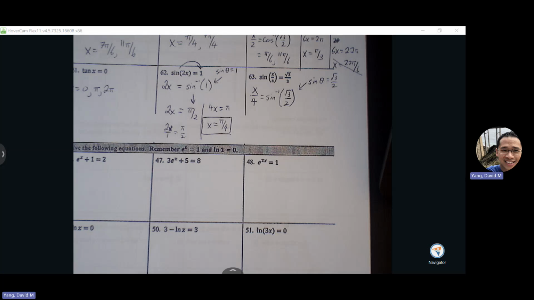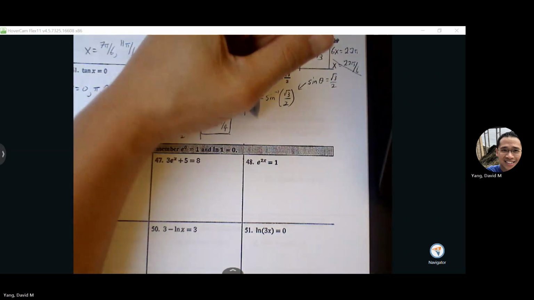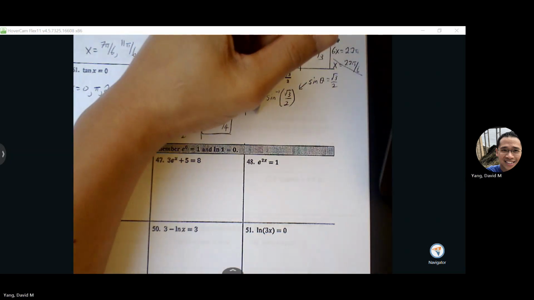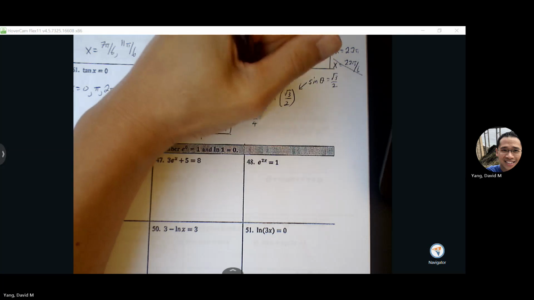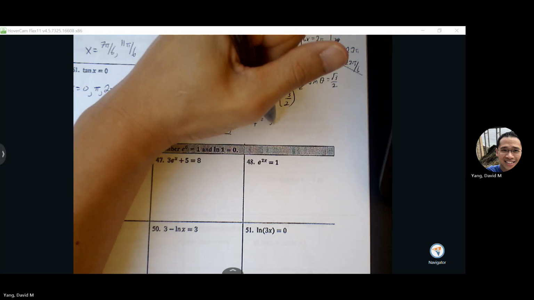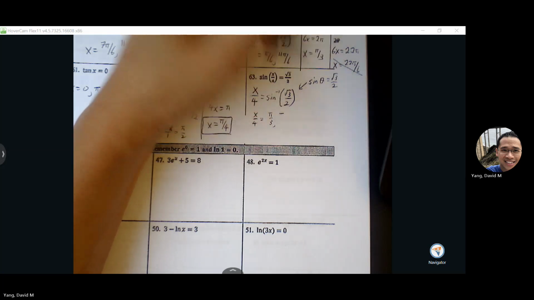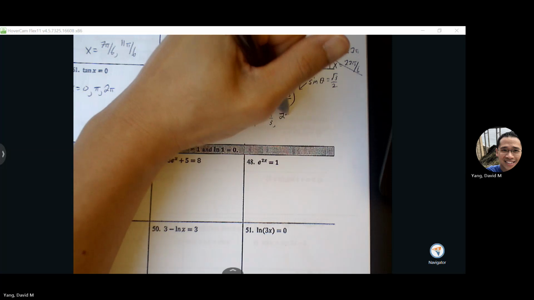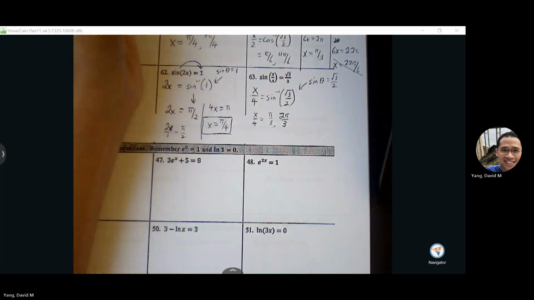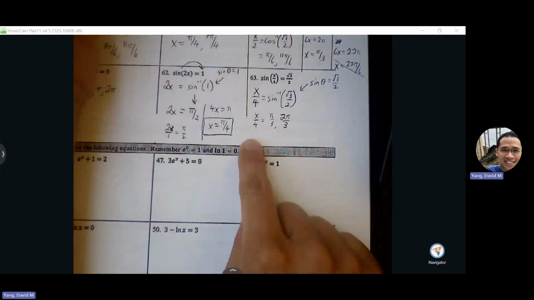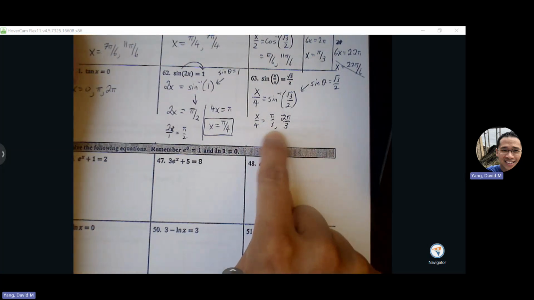So we know that this is going to be in that pi over 3 family. Positive sine will be first and second quadrant. So we can set x over 4 equal to each of these separately and solve for x.